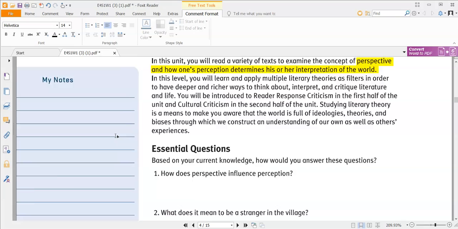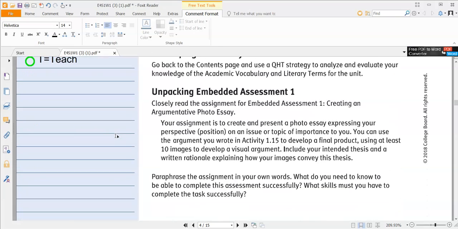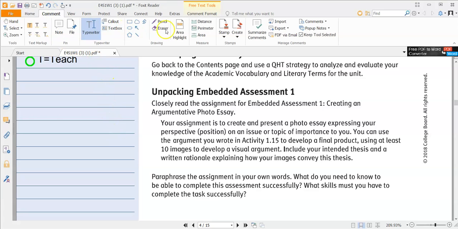So, going back to the activity, we're going to go to Unpacking Embedded Assessment 1. So what we're supposed to do is figure out the different things that this assessment is asking us for. So I'm going to get my highlight tool ready, and I'm going to be looking for the verbs, the things it's asking me to do.